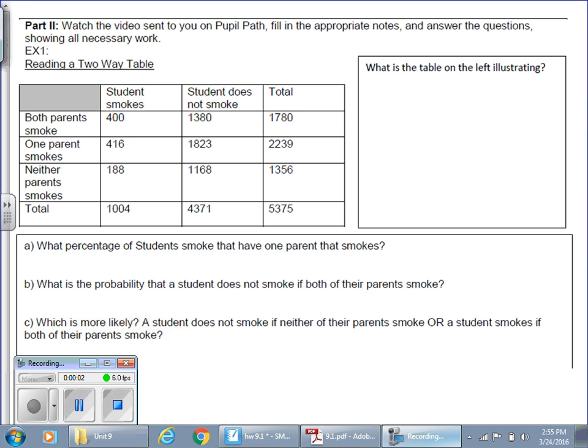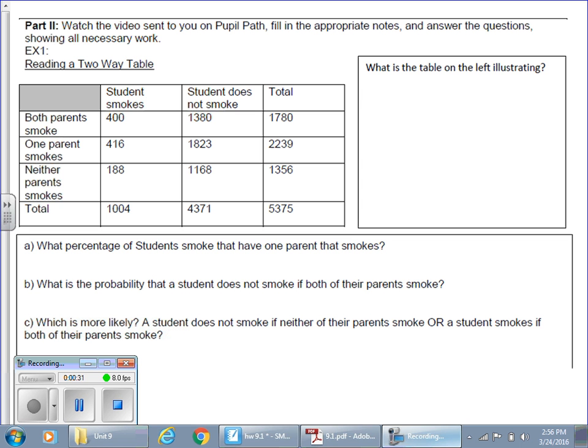Hey guys, so we are going to talk about how to read a two-way table. On your homework 9.1, let's just look at example 1 and part 2 on the bottom half of the first page. There's this two-way table, and on the left side it says both parents smoke, one parent smokes, neither parent smokes, total. And across the top it says student smokes, student does not smoke, and total.